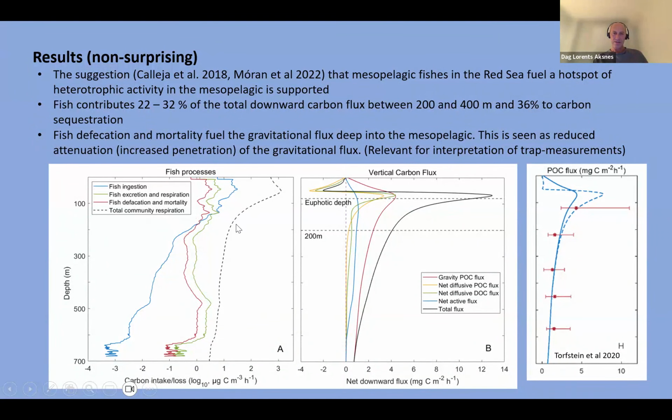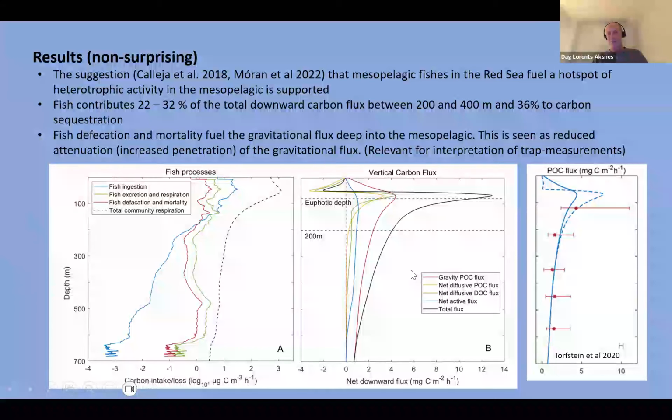This line here is the total community respiration. So these losses amount to around 40% of the total community respiration. So it's quite a high fraction of the total community respiration.